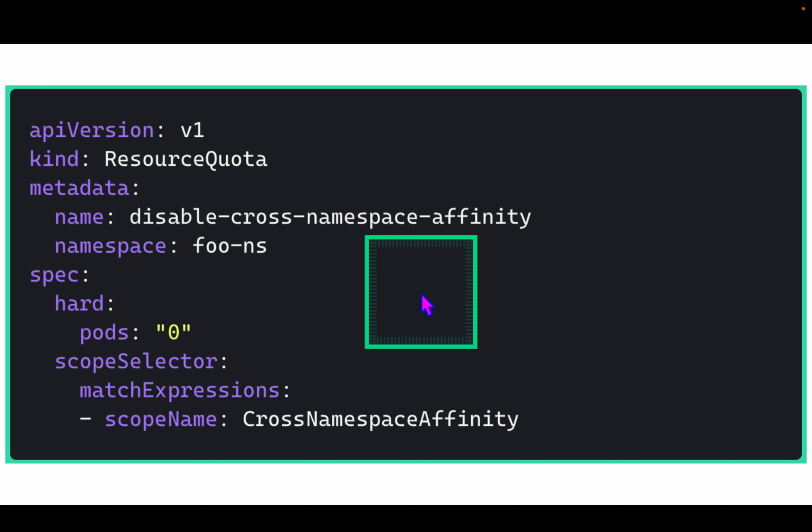Using this scope, operators can prevent certain namespaces, for example foo-ns in the example above, from having pods that use cross namespace pod affinity by creating a resource quota object in that namespace with cross namespace affinity scope and a hard limit of 0.